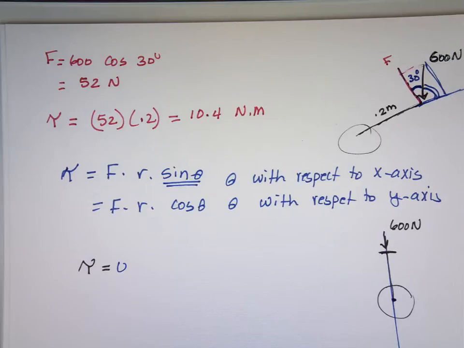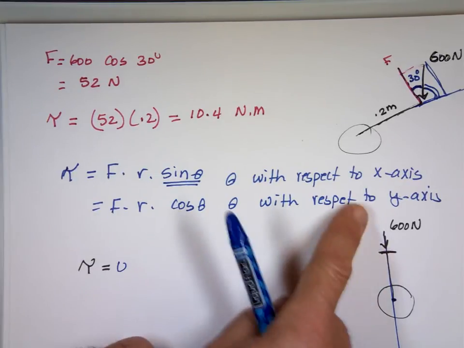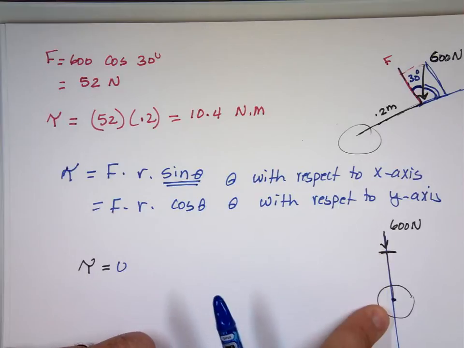If we're using the sine, the angle with respect to the x-axis, what's the angle here between these two? 180 degrees. And what is sine of 180? That's 0. So the torque for that will always be 0. The torque is a force that creates rotation. By pushing down on this, it's not going to make this one spin.